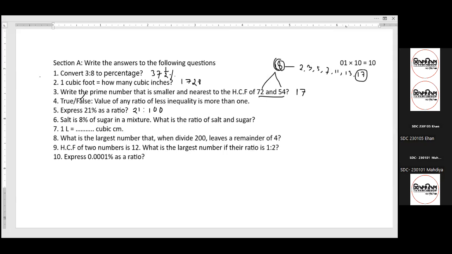Ihan ki aso class e? Salt is 8% of sugar in a mixture. What is the ratio of salt and sugar? Ihan ekdom borabar kinda ki kaj korteche. He is not present in the class.